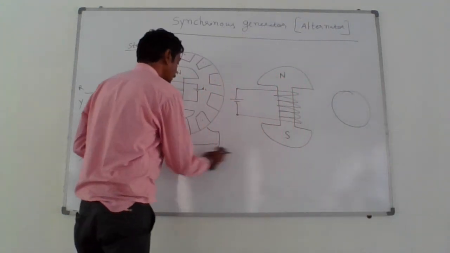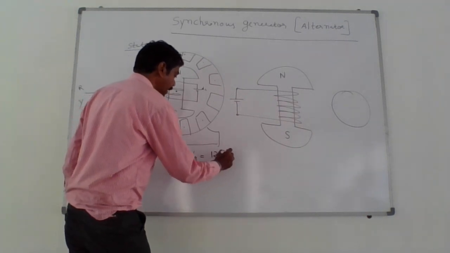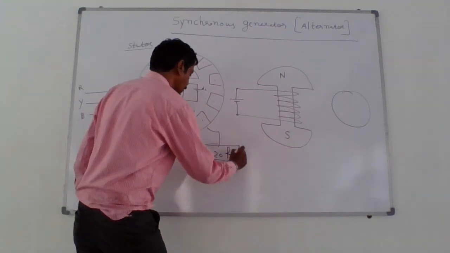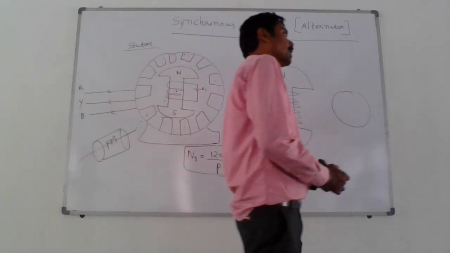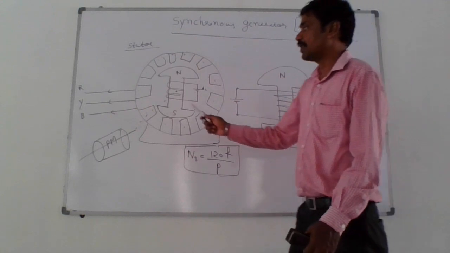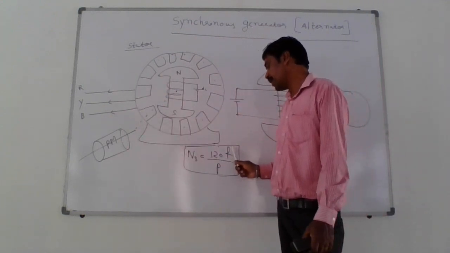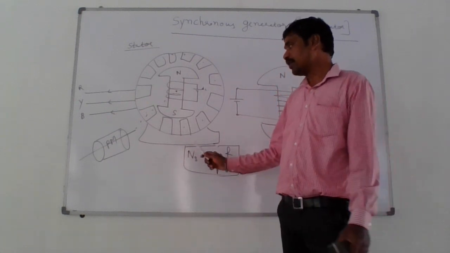This is given by Ns = 120 f / P. This is the standard formula for synchronous speed. A rotating magnetic field is produced which rotates at synchronous speed. If you want a supply frequency of 50 Hz, and you put 50 Hz here with the number of poles as 2, then you will get a speed of 3000 rpm.